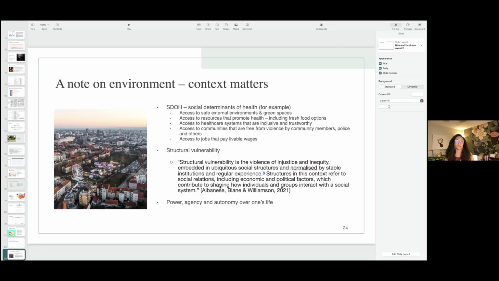Are we talking about people who are living in communities that are plagued with violence from community members, from outsiders, from police? Are we talking about people who live in safer communities in that way? Do our clients have access to jobs that pay livable wages that would alleviate constant financial stress that they may be living under, which can contribute to depressive symptoms?